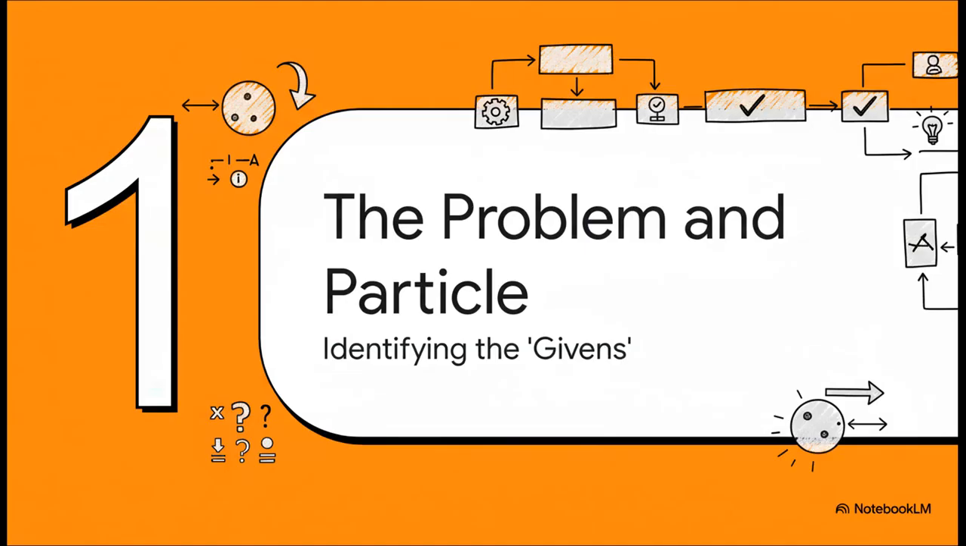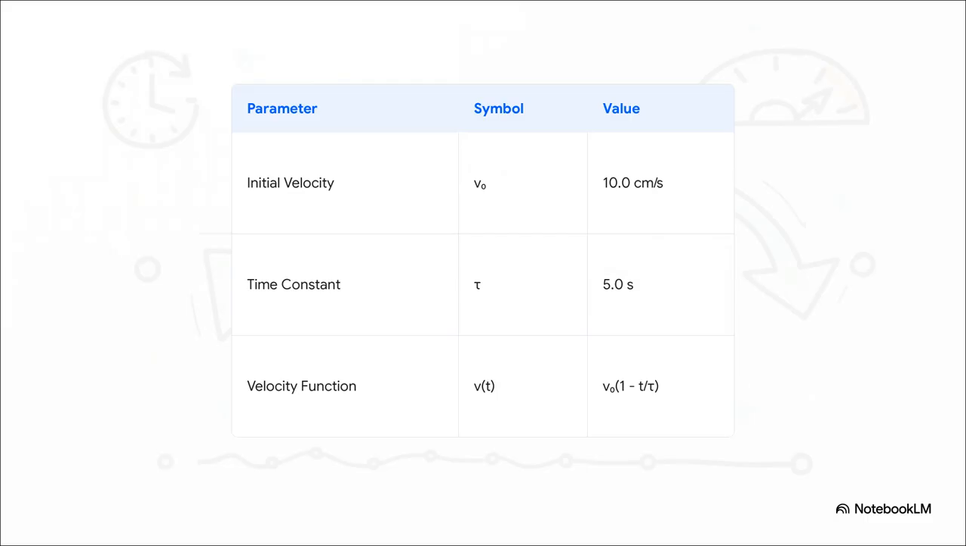All right, first things first. Before we jump into solving anything, what do all good physicists do? They get organized. Let's pull out all the information we were given in the problem. So here are our tools for the job. We've got the initial velocity, v0. We've got this time constant, tau, which seems pretty important. And then we have the rule, the function that tells us the velocity at any moment in time. Honestly, this function right here, that's the heart and soul of this entire problem.